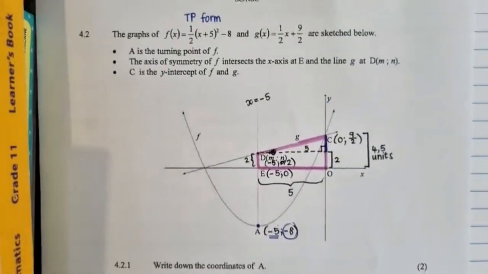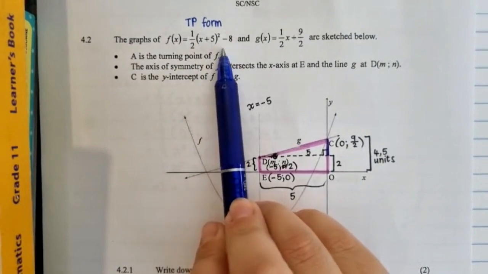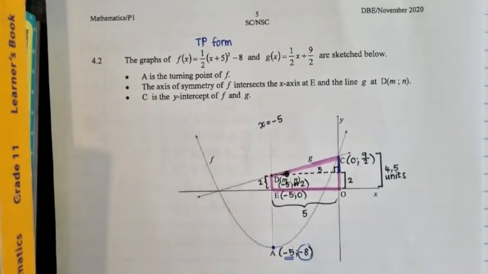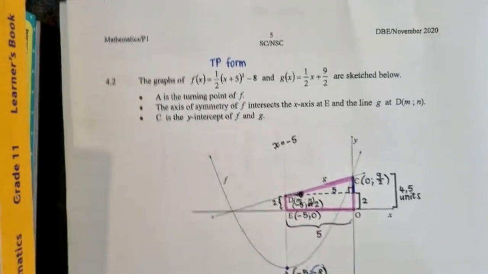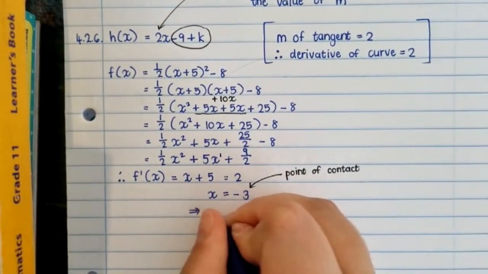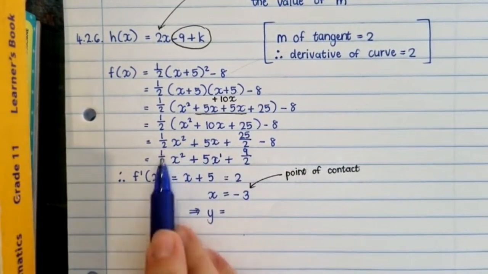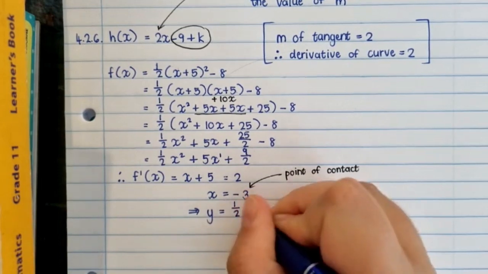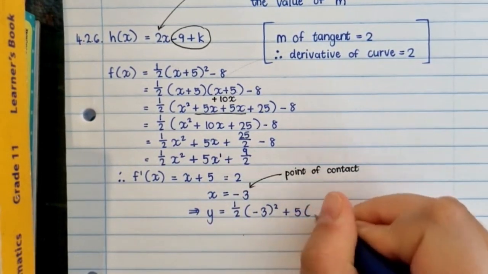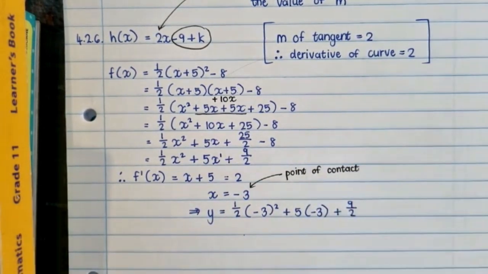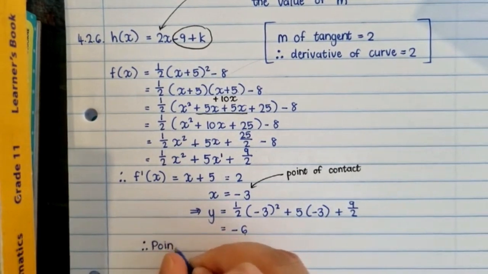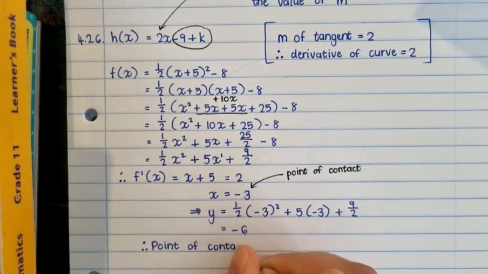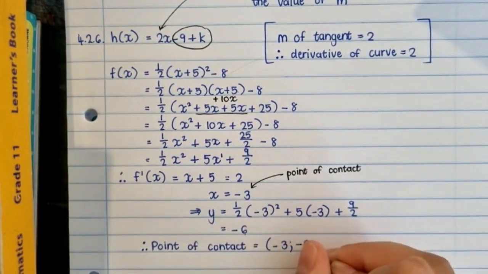Okay. The equation of the curve is a half times (x plus 5) squared minus 8, right? If we know the x value of the point of contact, we're going to substitute it into this equation, and that will then give us the y value of the point of contact. So if x is negative 3, then y will be equal to, you can actually substitute it in here as well, because this is also the equation of the graph, but it's up to you. A half times negative 3 squared plus 5 times negative 3 plus 9 over 2, or you can substitute it into the original equation, which is what they gave us, and you will get the answer negative 6. Meaning that your point of contact, and this is what they were actually asking us for, is the point (-3, -6).